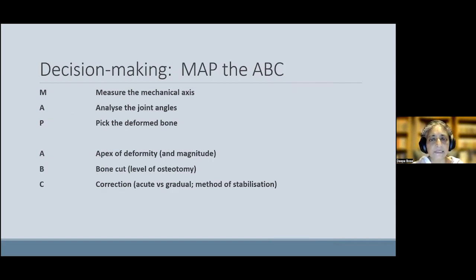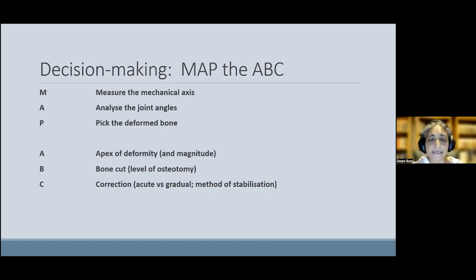So this is an algorithm that I learned from John Herzenberg from Baltimore, and it's a really good algorithm when it comes to planning deformity correction. And it's called MAP the ABCs. So MAP stands for measuring the mechanical axis, analyzing the joint angles, and then picking the deformed bone. And there may be more than one, of course.